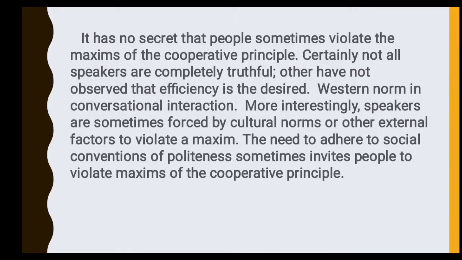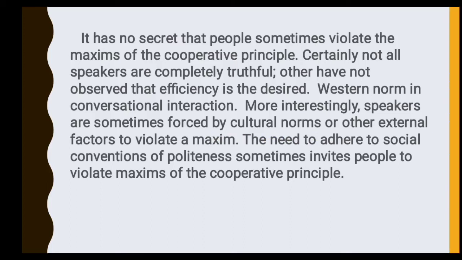It is no secret that people sometimes violate the maxims of the cooperative principle. Certainly not all speakers are completely truthful. Others have not observed that efficiency is the desired Western norm in conversational interaction. More interestingly, speakers are sometimes forced by cultural norms or other external factors to violate a maxim. The need to adhere to social conventions of politeness sometimes invites people to violate maxims of the cooperative principle.